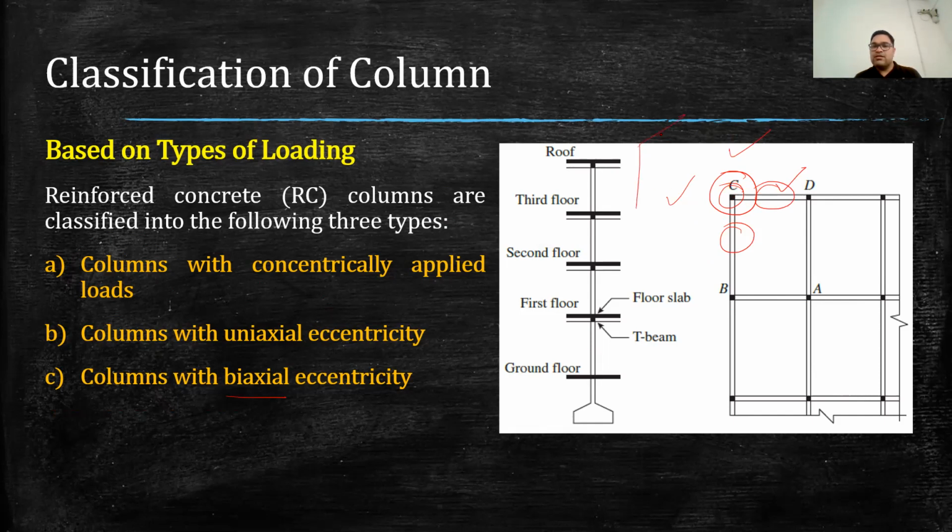Now the column may bend along this axis or along this axis. So it may bend along any of the axes. Therefore, the columns which we generally provide at the corners receive high importance. So that is how we can generalize the types of column in a plan.